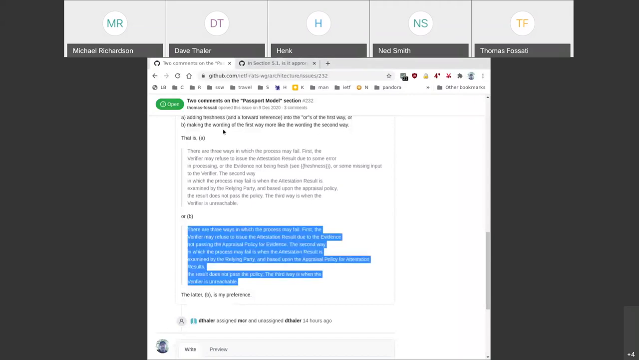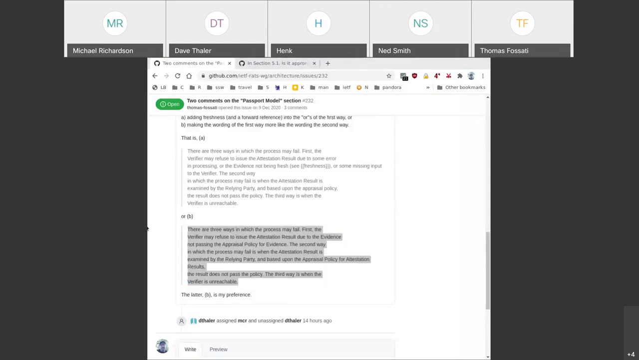The first question was, should this add, because you can see in the old text, the way that it could fail at the verifier talked about, you know, two or three different ways in which it could fail at the verifier, right? Whereas the second way did not talk about two or three different ways it could fail at the relying party. It just said when it fails the appraisal policy for the application result, right? Which could fail for a number of reasons, right? So should you add freshness to that? And should you add such and such to that? Well, sure. Or you can just abstract it and let it be covered by the text that comes after this.